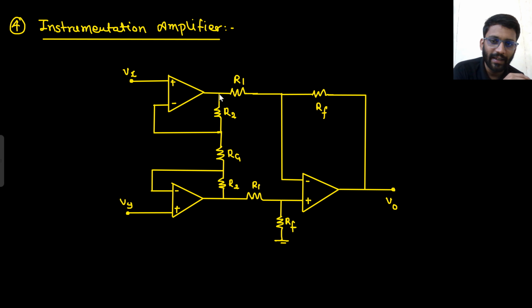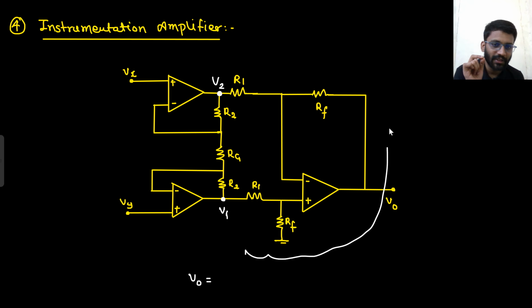Can you tell me? Let's assume this node is V2 and this node is V1. What will be the output voltage in terms of V2 and V1? You need to tell me. You have already seen it.